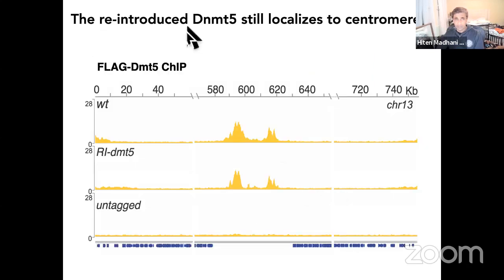Okay, so this reintroduced enzyme is functional. For example, we can see that it still localizes to centromeres. This is a whole genome chromatin immunoprecipitation where we localize the protein to chromatin. Here's the location in wild type. This is the centromere of chromosome 13. When we reintroduce the protein, you can see that we can still ChIP it quite well to the centromere. So it binds chromatin, it's just not able to trigger global methylation.